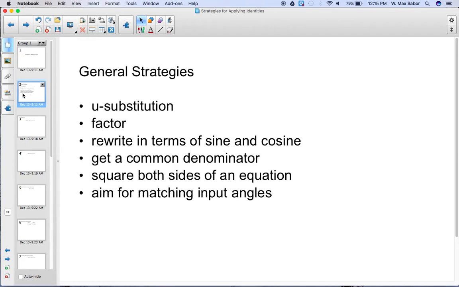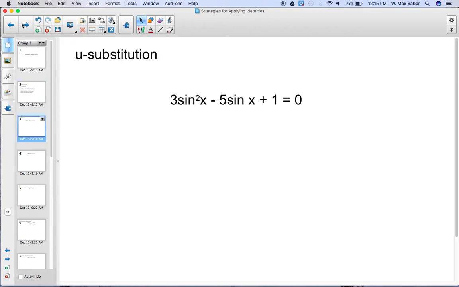Well, use substitution is a big one. Factoring, rewriting in terms of sine and cosine, getting a common denominator, squaring both sides of an equation, and aiming for matching input angles. So let's talk about these one at a time.